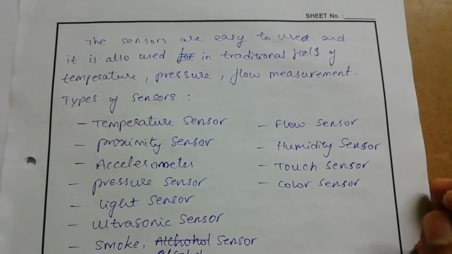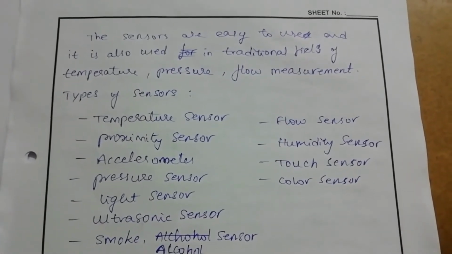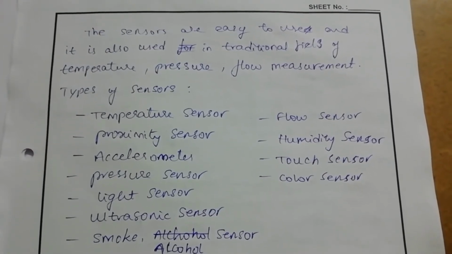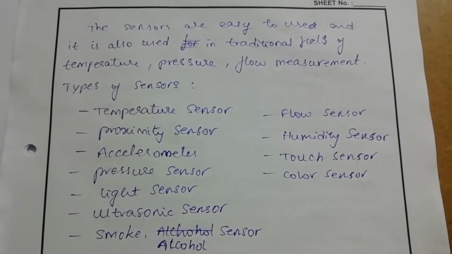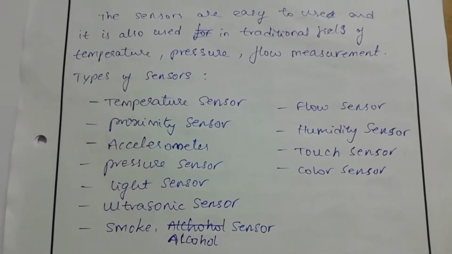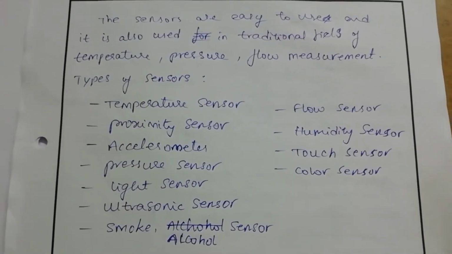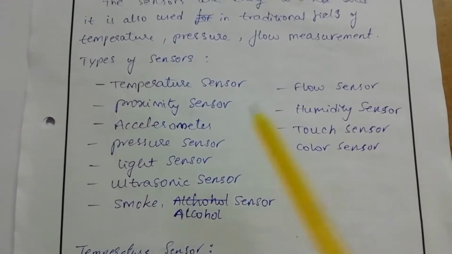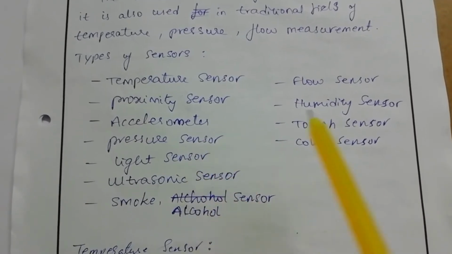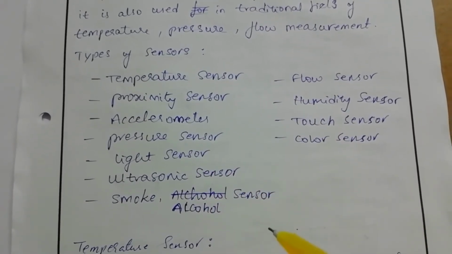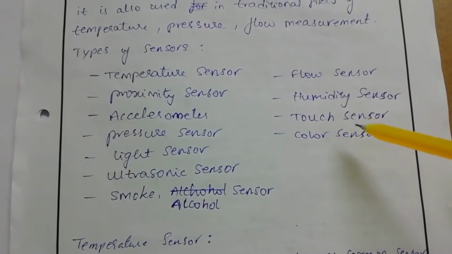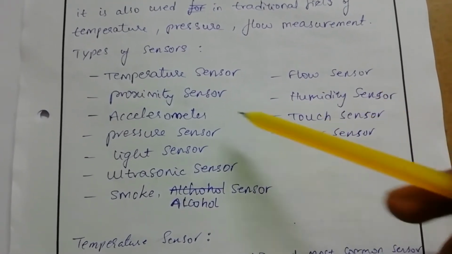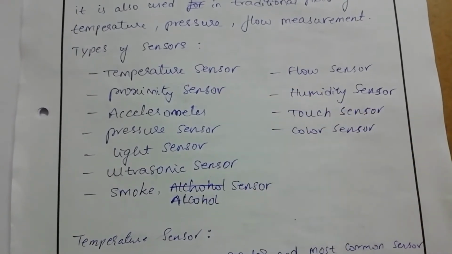These sensors are used for measuring different parameters like pressure, temperature, flow and humidity. Based on the parameter, the sensing element will change. Based on that sensing element, sensors are classified into different types: temperature sensor, proximity sensor, accelerometer, pressure sensor, light, ultrasonic, smoke or alcohol, flow, humidity, touch or color sensor.